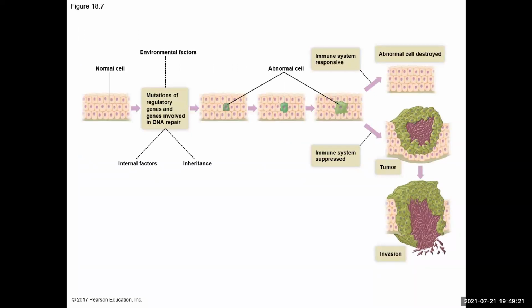And so basically what happens is you have your normal cells, and through environmental factors, whatever that is, you get an abnormal cell. And then if your immune system can respond and detect that abnormal cell, then hopefully it will destroy that cell and prevent anything from happening. But if your immune system is suppressed, then you'll get your cell to continue to divide, and it could potentially develop into an in situ tumor or a malignant tumor that could potentially metastasize.